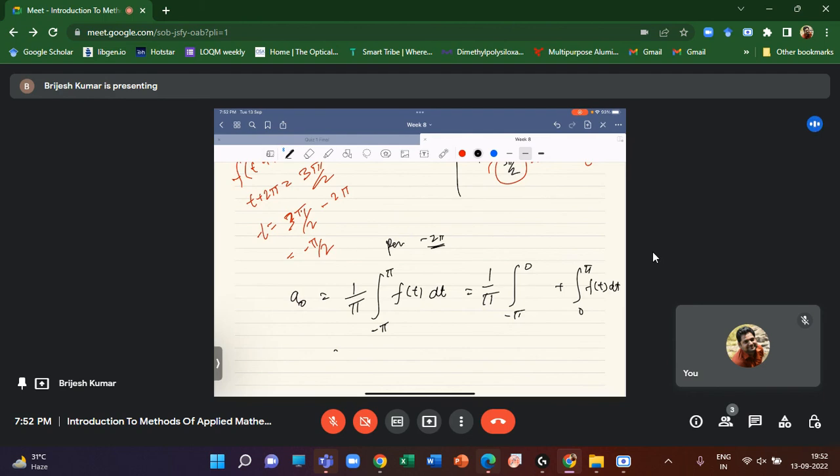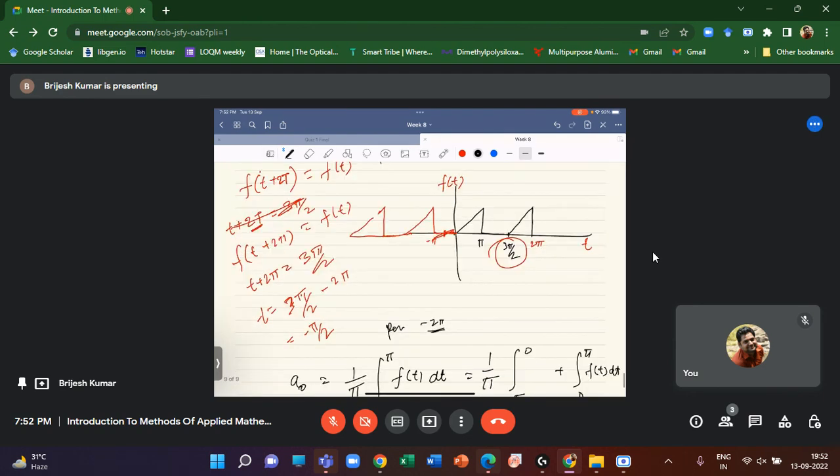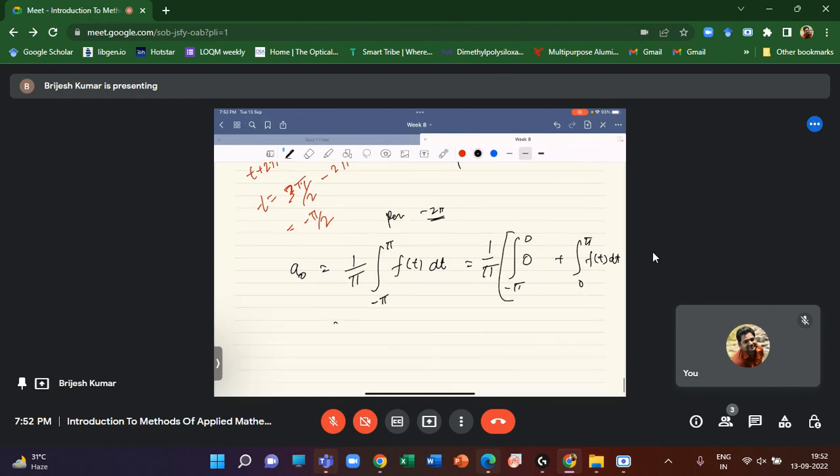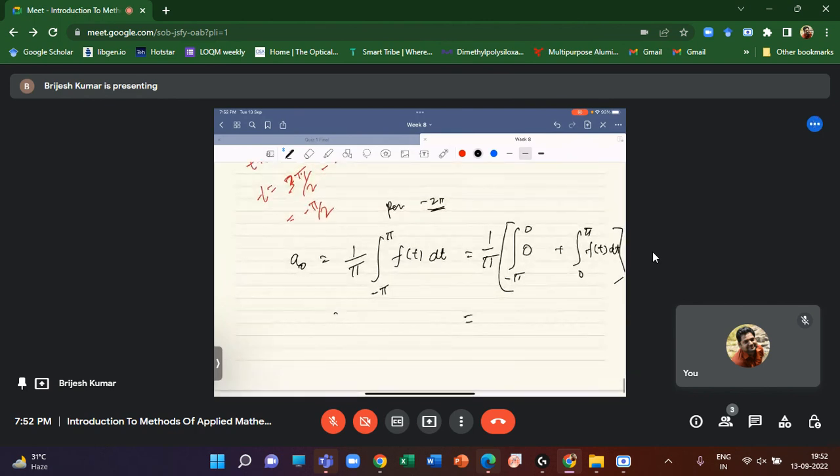Here our function is 0 from minus pi to 0, so this will go 0 and 1 by pi, t dt, 0 to pi. So this will be t square upon 2 pi, 0 to pi. So it will be pi square upon 2 pi, so pi by 2. Just in the previous question, the same value when we were doing minus pi to pi was coming 0, but now it is coming pi by 2.